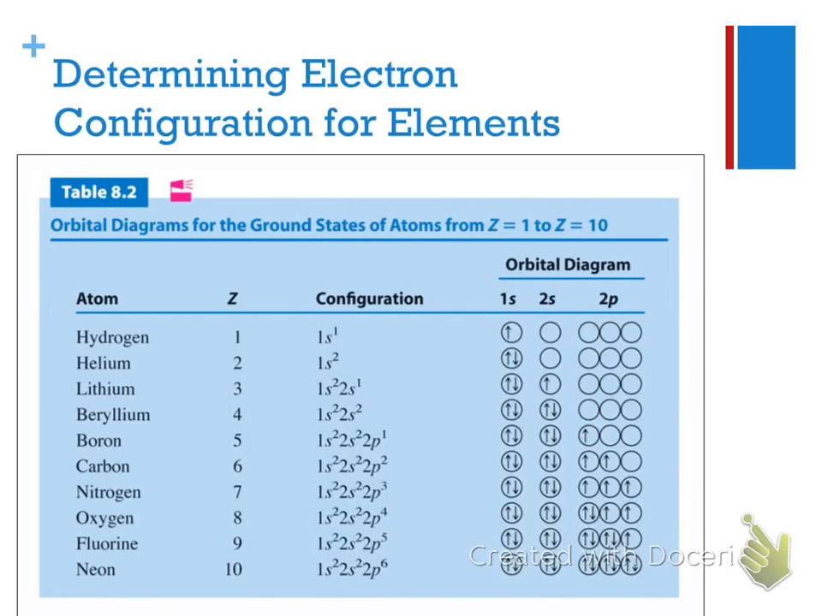Let's take a look now at boron. Boron says it is 1s2 2s2 2p1. Let's count how many total electrons boron has. How many does it have based on the periodic table? 5, because its atomic number is 5. It's a neutrally charged atom. It's got 5 total electrons.